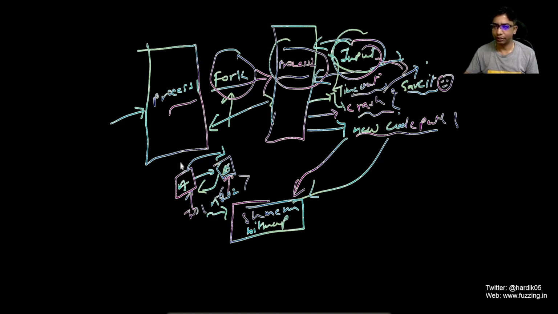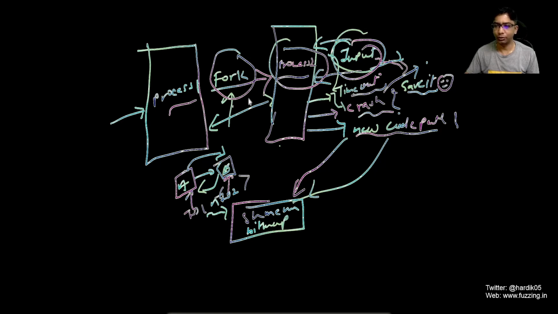So in this case, when you give the input to this forked process, and once the execution is finished, it will result in a crash, or a timeout, or a new code path. Depending upon that, your fuzzer will take all the necessary action, like saving the crashing input or updating the coverage bitmap, and then it will kill that process, or this process will exit.